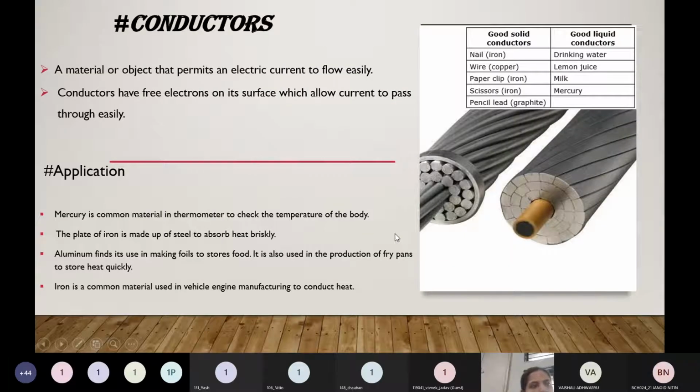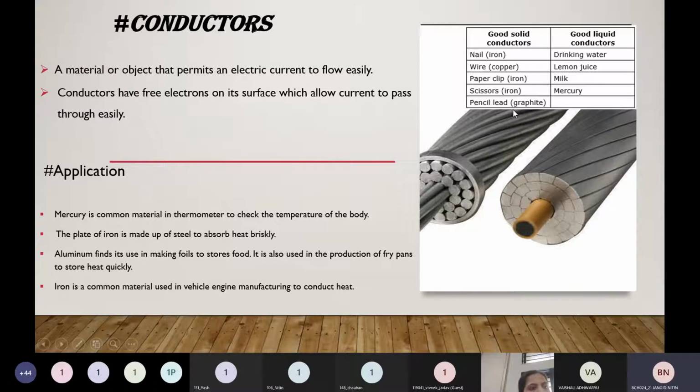Conductors. We all know what conductors are. We have studied them in the early stages of our classes, so first we will recall all the things. A material or object that permits the electric current to flow easily is known as a conductor. It conducts the electric current easily because of the free electrons on its surface.